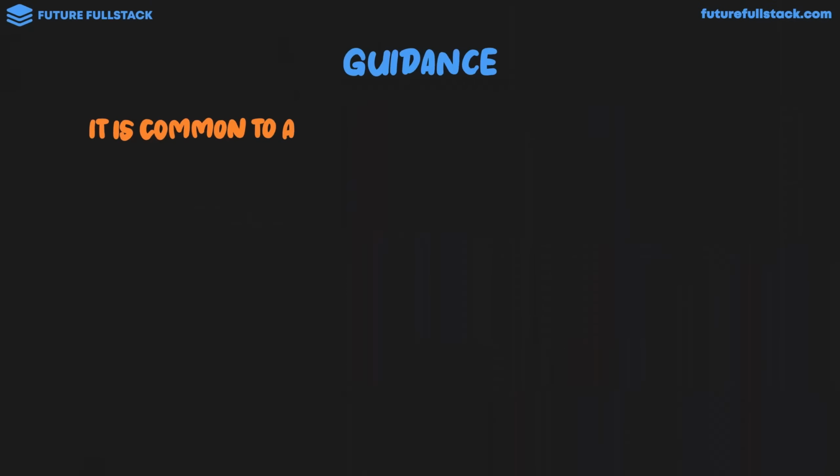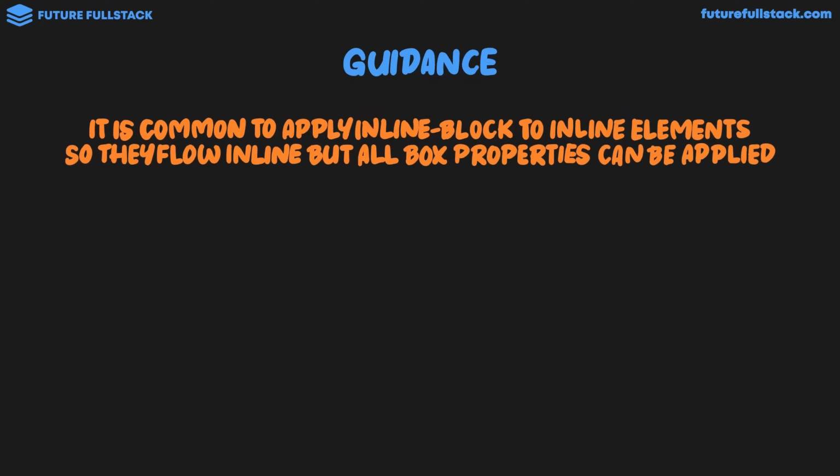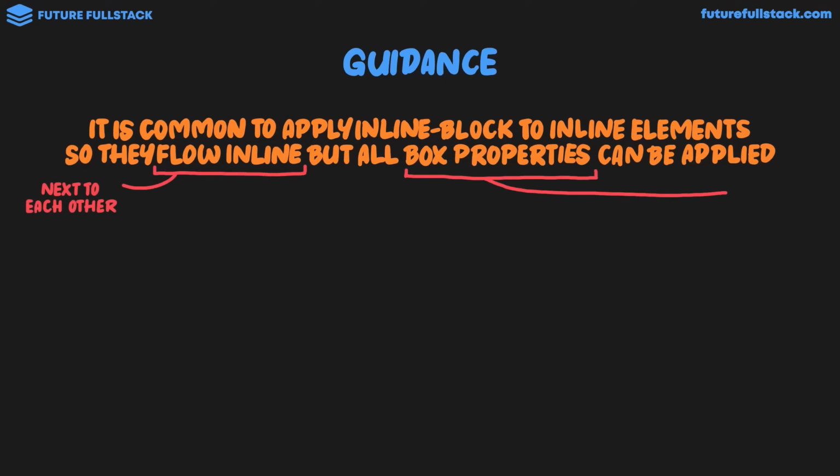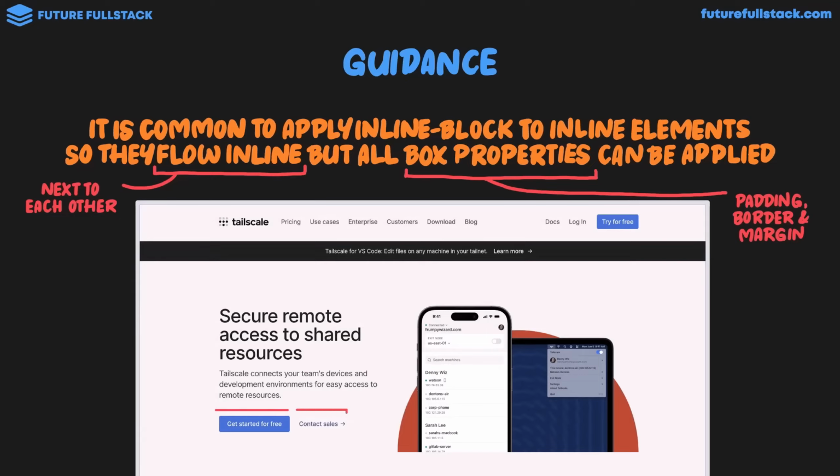It is common to apply inline block to inline elements so they can flow inline, but all box properties can be applied. When I say flow inline, all I mean is that they can go next to each other. And for box properties, we're specifically talking about padding, border, and margin. Looking at this web page as an example, these buttons over here are anchor tags, which are inline because they're appearing next to each other, but also have box model properties applied, like padding and margin.